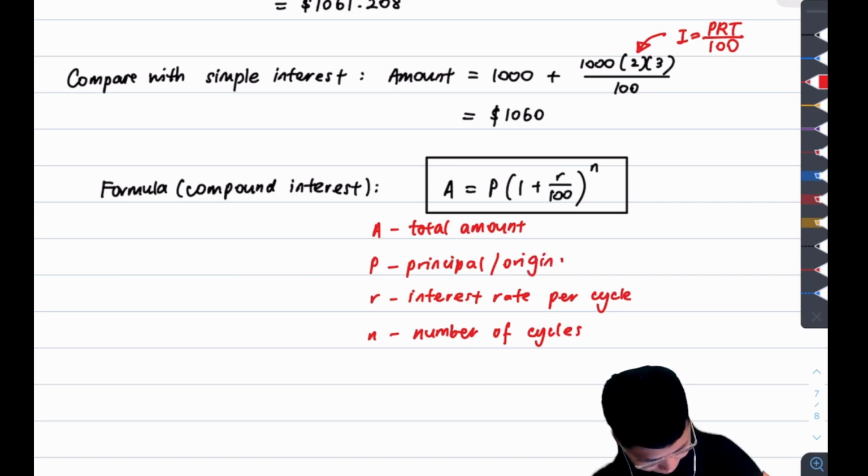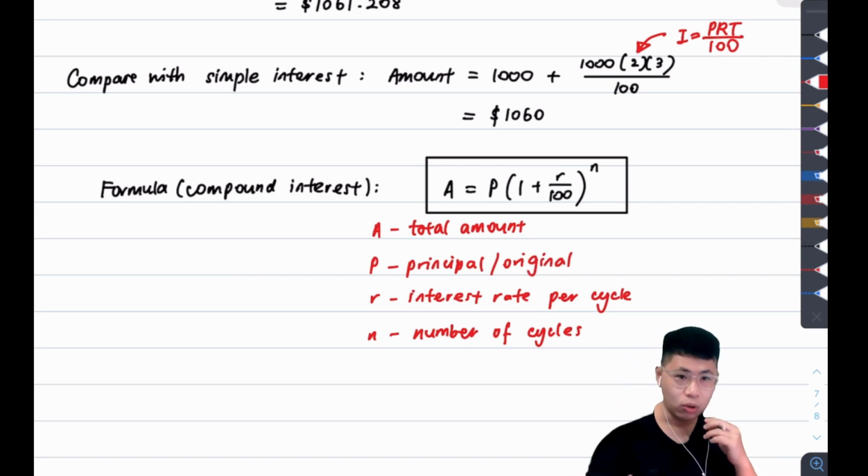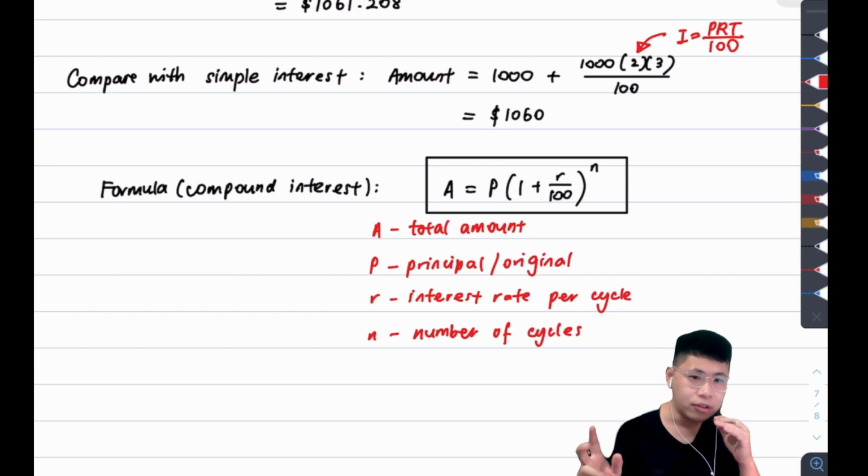P is the original amount that you loan, put into the bank, or invest. R would be the interest rate per cycle. For every cycle, there will be an interest rate. N would be the number of cycles.